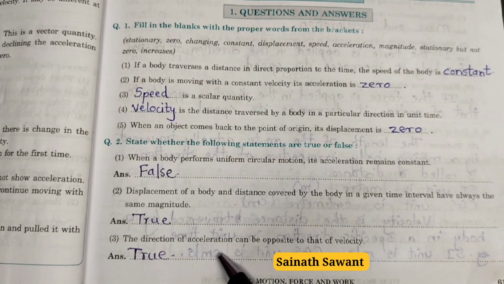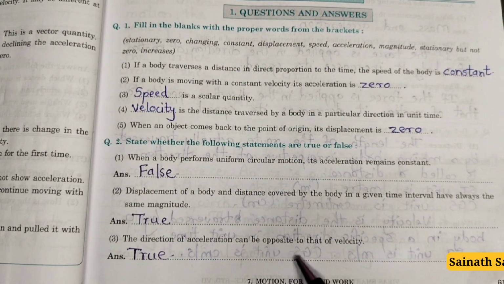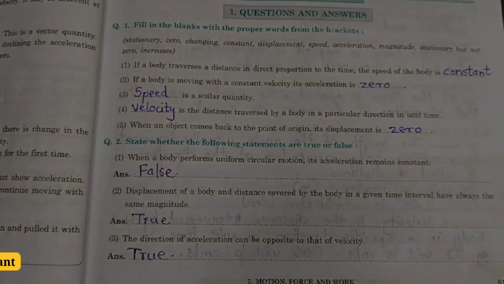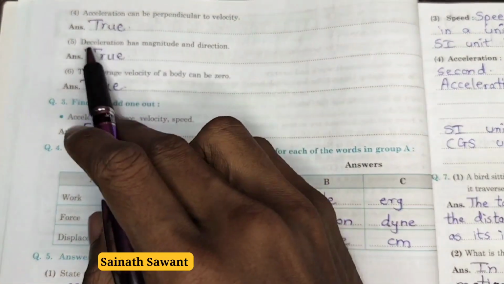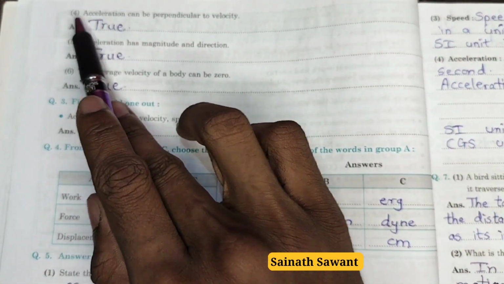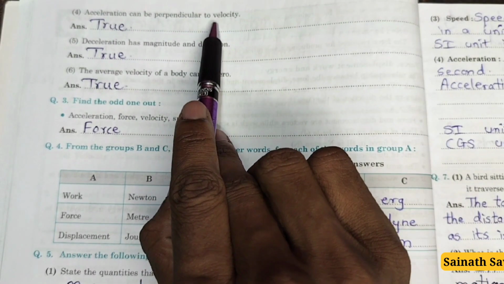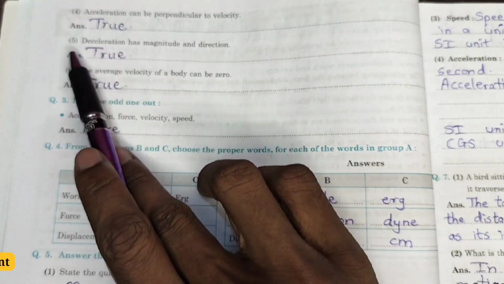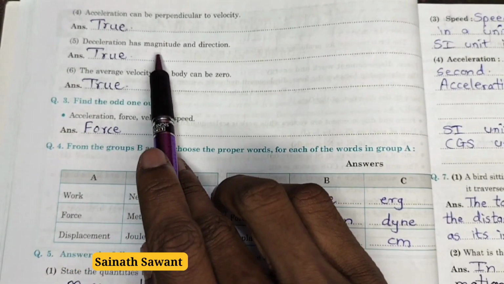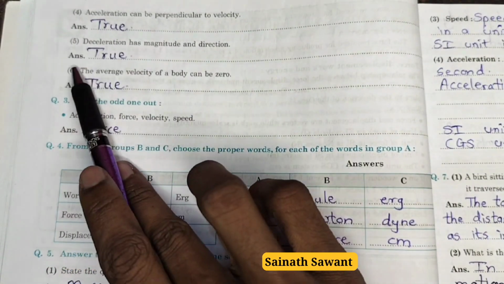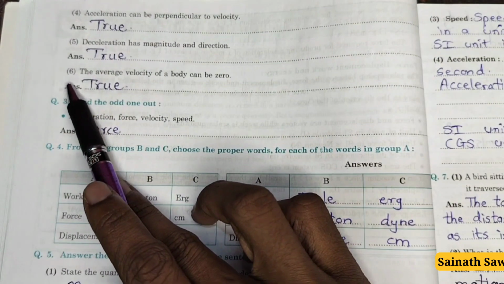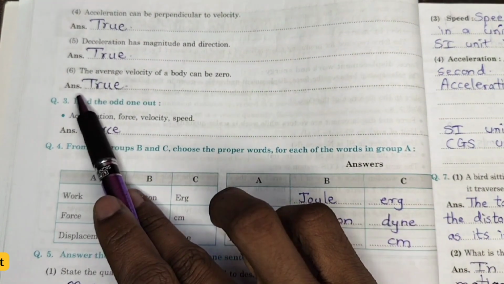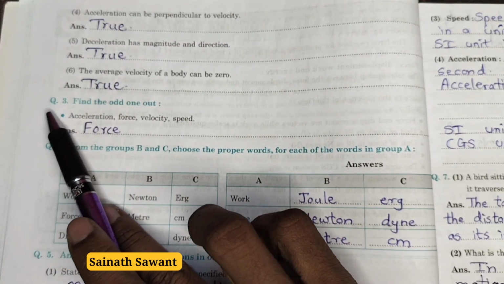Third, the direction of acceleration can be opposite to that of velocity. Answer: true. Fourth, acceleration can be perpendicular to velocity. Answer: true. Fifth, deceleration has magnitude and direction. Answer: true. Sixth, the average velocity of the body can be 0. Answer: true.